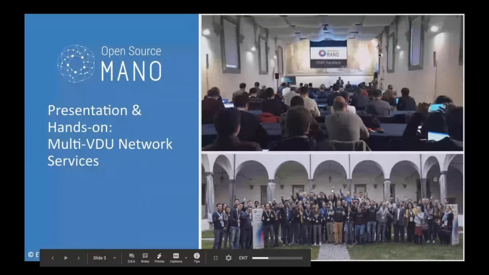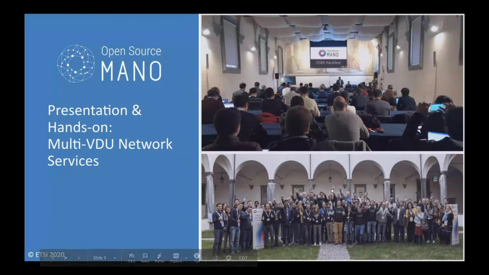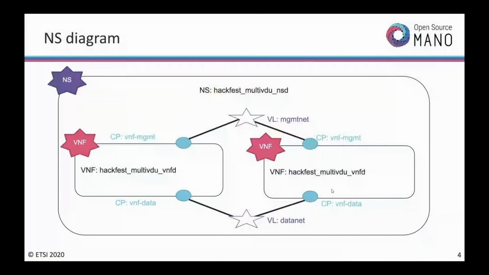The presentation and hands-on today is related to multi-VDU. Multi-VDU network services has to do with VNFs that contain more than one virtual machine and network services that contain more than one VNF potentially. So this is what we want to show you in this example.